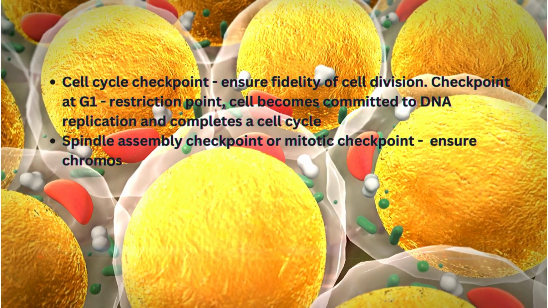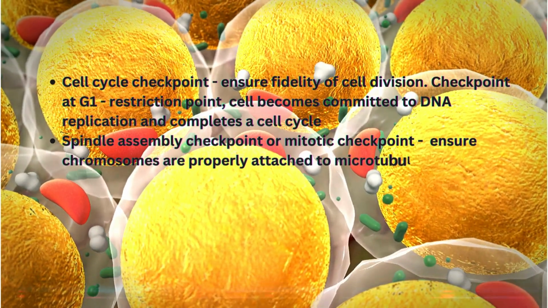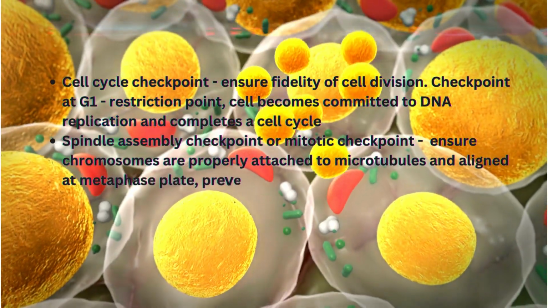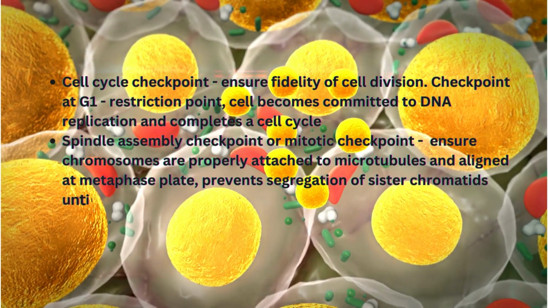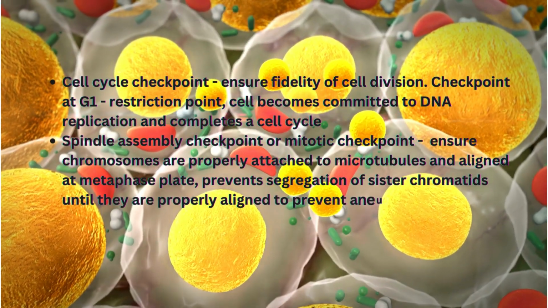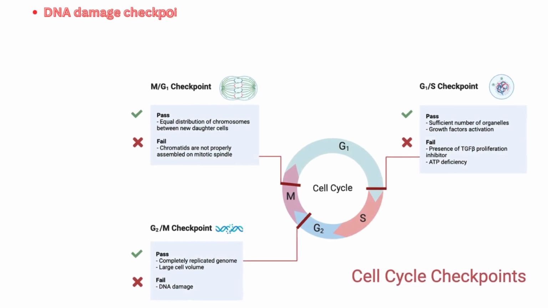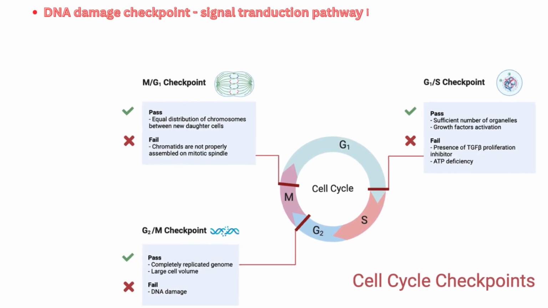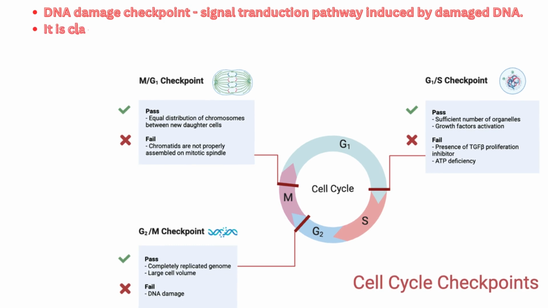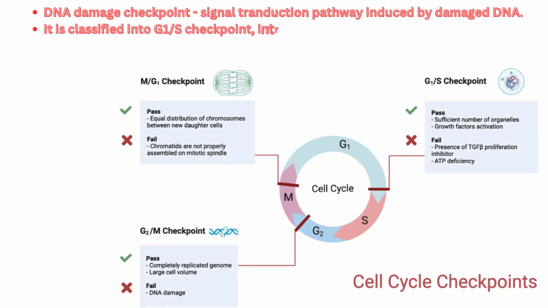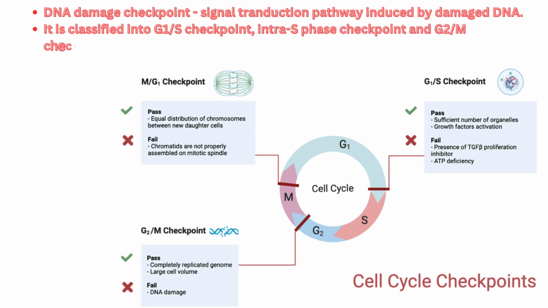Spindle assembly checkpoint or mitotic checkpoint ensures that chromosomes are properly attached to microtubules and aligned at metaphase plate, prevents segregation of sister chromatids until they are properly aligned to prevent aneuploidy. DNA damage checkpoint is signal transduction pathway induced by damaged DNA. It is classified into G1/S checkpoint, intra-S phase checkpoint and G2/M checkpoint.